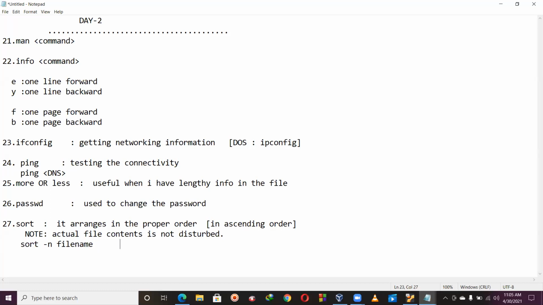But when you should use it: when having two or more digit numbers. Okay, remember this. In case of only one digit, there is no need of using the hyphen n. Okay, so you should be careful.